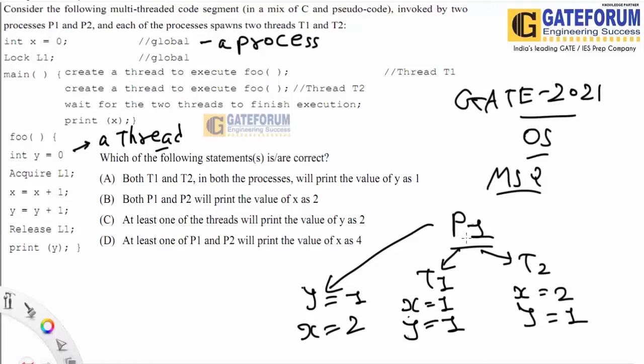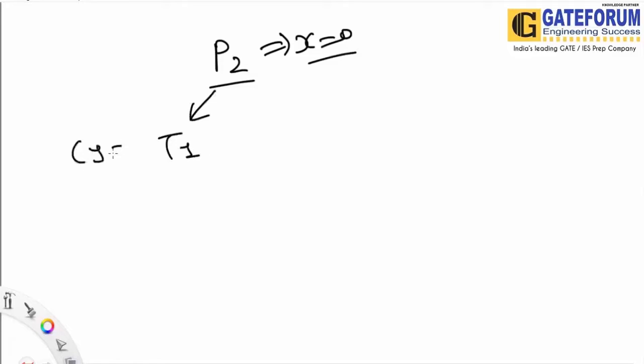We have checked only the first process, P1, as of now. Let's try to understand the second process. Each and every process is unique. It will have a global x equal to 0. When it spawns the first thread, it initially has y equal to 0. When it spawns the second thread, it also initially has y equal to 0.